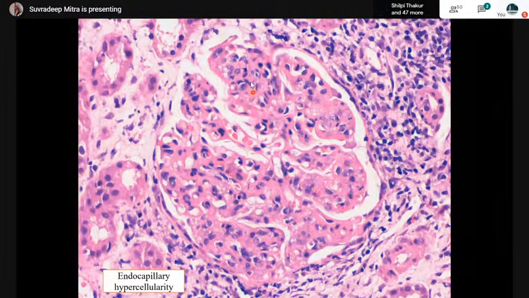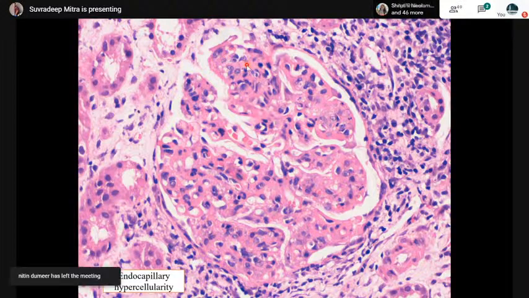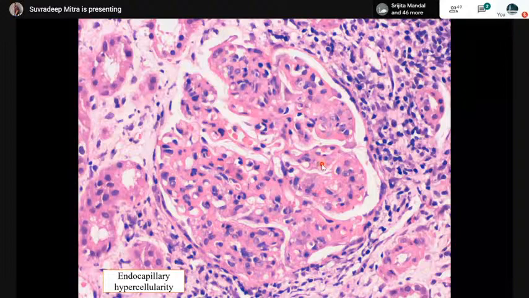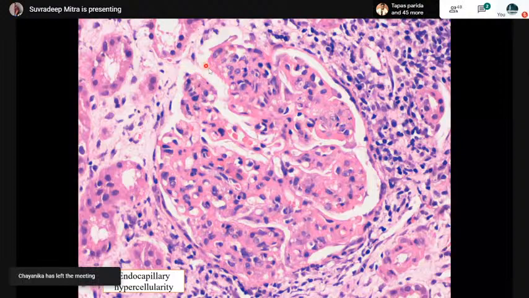The reason is quite clear because you can see that the endothelial cells, the mesangial cells, the infiltrating leukocytes all have increased in number. One of the best ways to identify endocapillary hypercellularity is at the periphery. I told you to look at the periphery of the lesions, and you can see that the capillary loops are not visible.